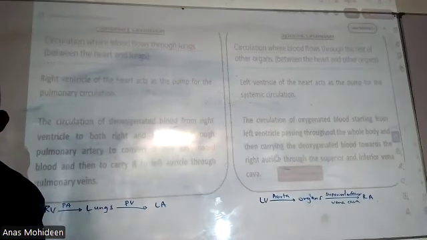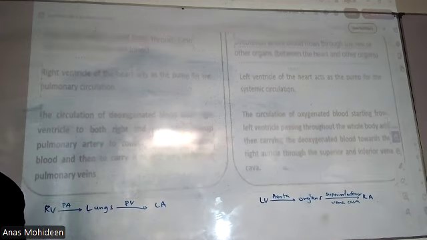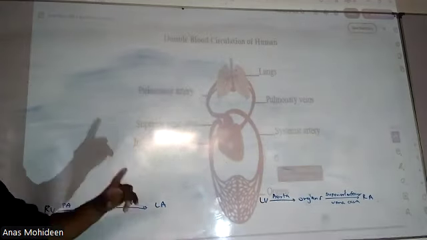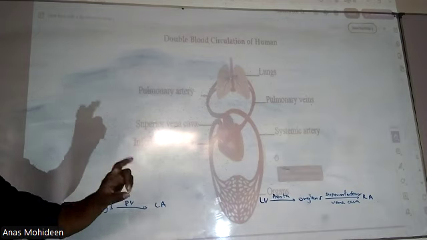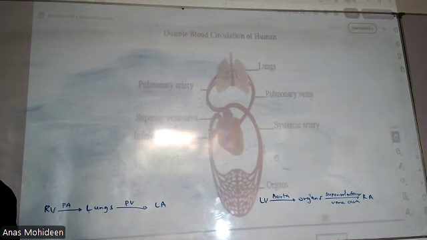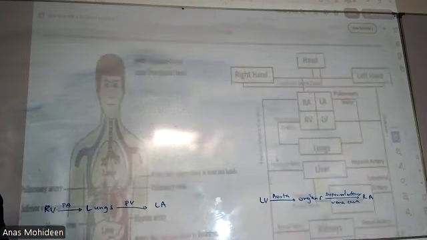Right? So accordingly, see here, these are totally done. Once when it is circulating throughout the body, twice it enters the heart, and this is called double blood circulation. So some of the parts are given here.